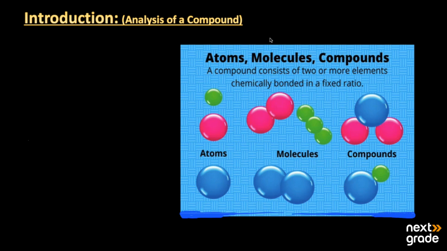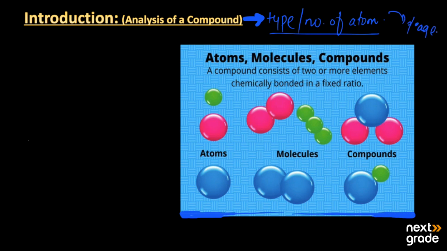So, in today's video, we are going to discuss the analysis of a compound. Why do we need to know the analysis of a compound, or why do we need to analyze atoms, or how can we analyze a compound? Basically, the analysis of a compound consists of how many atoms are present, what type of atoms are present, and what is the number of atoms that make up the compounds as well as the molecules. So it is interesting to know what is mainly the percentage of the atoms present in a molecule or a compound.